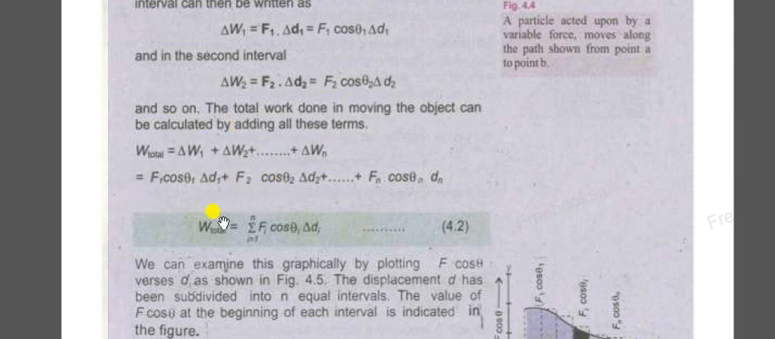So the total work can be written as the summation, i equal to 1 to n, of Fi cos theta i delta di, if we have converted the path into n intervals with variable force Fi, and the angle between the force and the displacement is theta i. So this is the expression for work done by a variable force.